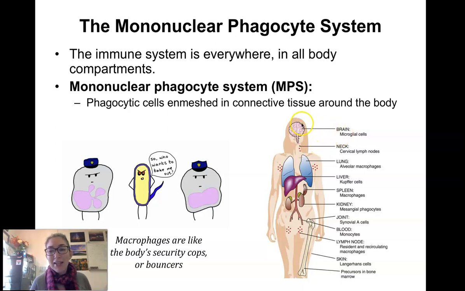In the brain, these monocytes become something called microglia. In the liver, they're called Kupffer cells. In the spleen, we just call them macrophages. In a lot of tissues, we just call them macrophages.